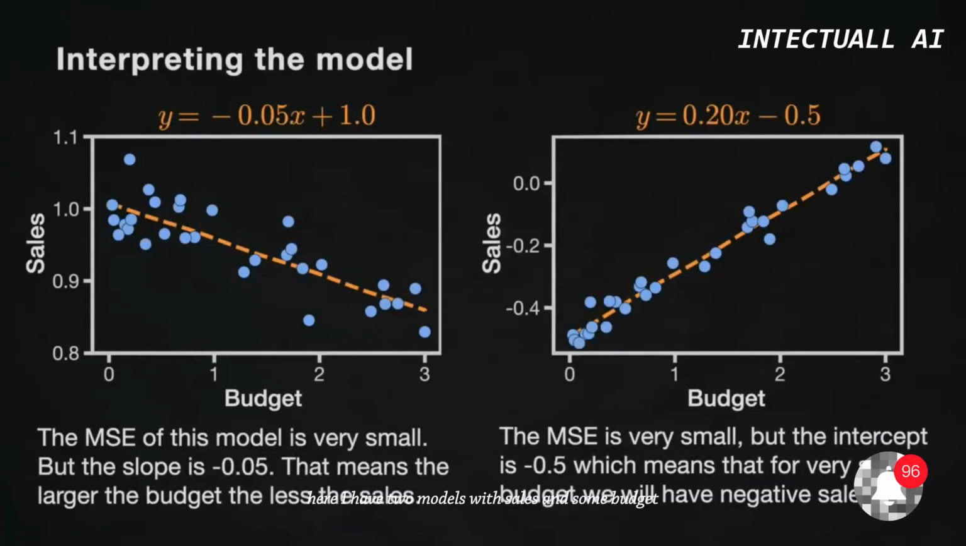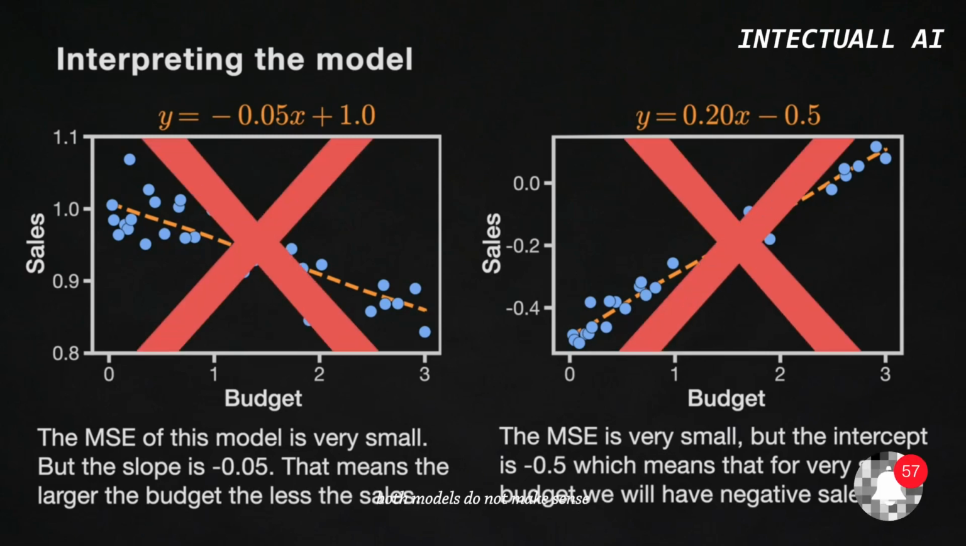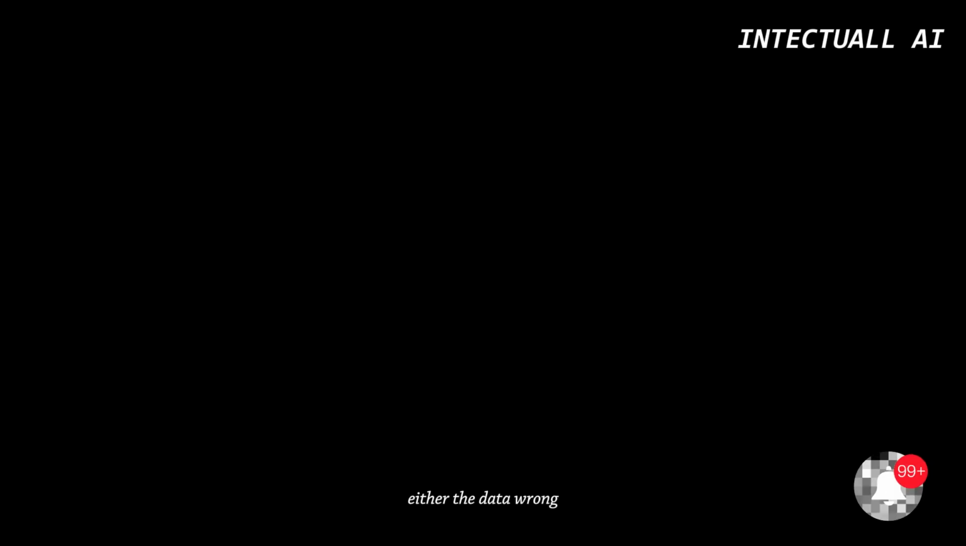Finally, before we delve into model selection, it is worth interpreting the model. Here I have 2 models with sales and some budget. On the left, the MSE is low, but the slope is negative, 0.05. That means the larger the budget, the less the sales. On the right, again the MSE is low, but the intercept is negative, which means that for a very small budget, we'll have negative sales. Both models do not make sense. Either the data are wrong or some assumptions we made are incorrect.